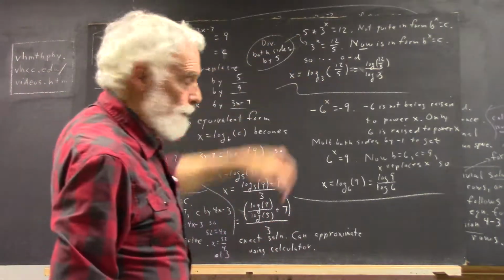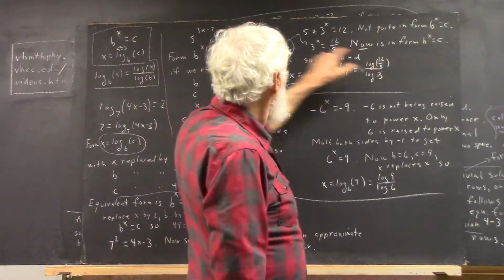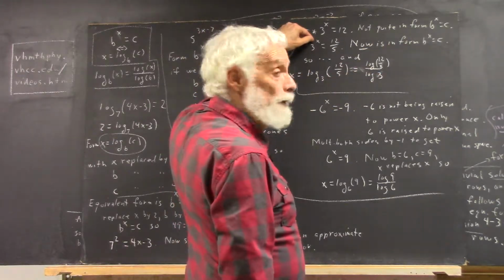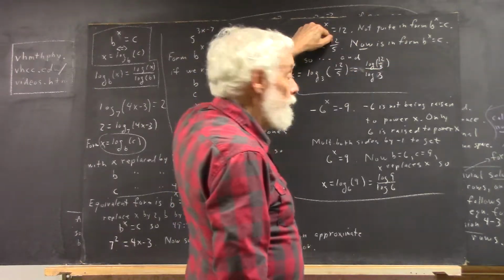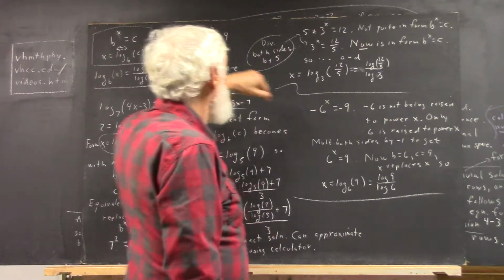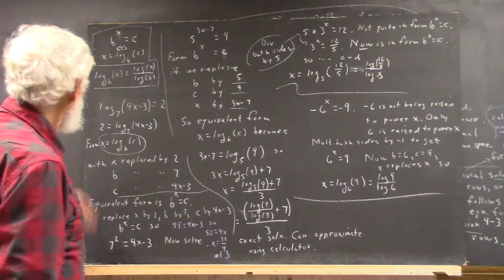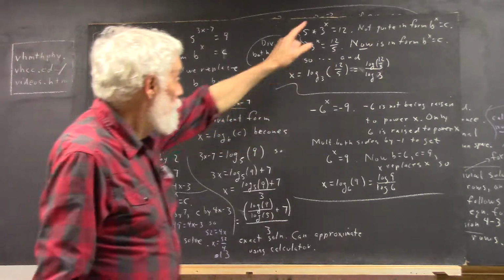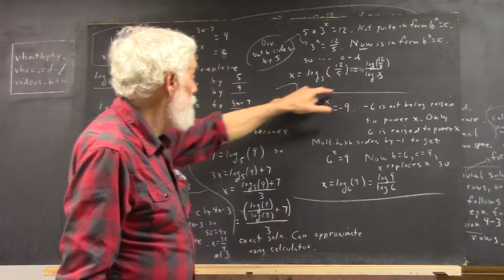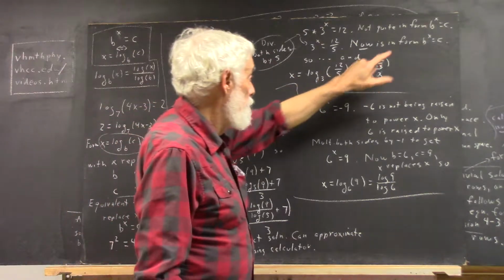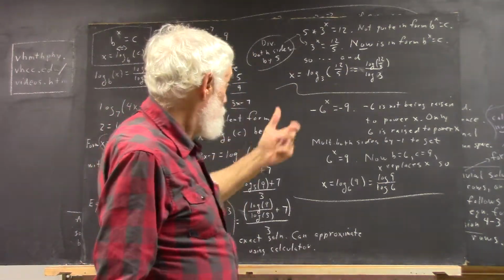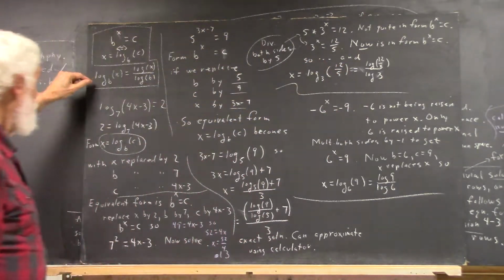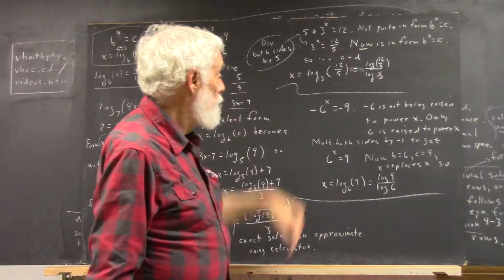And now it is in this form where B is 3, x is just x in this case, and C is 12/5. So we put it into the logarithmic form. We're going to have x equals log base B. Remember B is 3, so log base 3 of C, and C, as we saw, is 12/5. So what is that? Well, by this rule, that's the log of 12/5 divided by the log of 3.